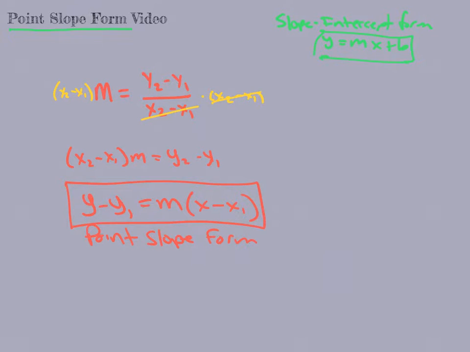The reason it's called point-slope is because it gives us a point and it gives us a slope. The slope that it gives us is m, the same that we're used to. And then the point that it gives us is the point x1 comma y1. All right, let's do a quick example.